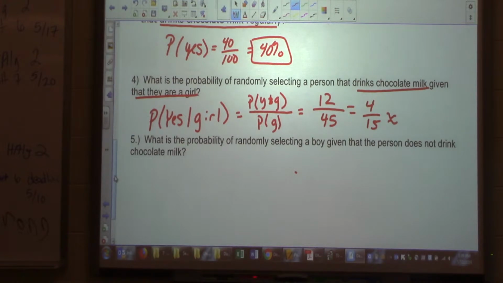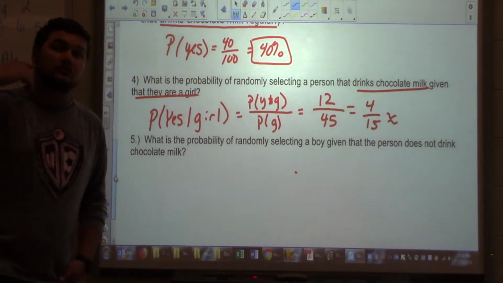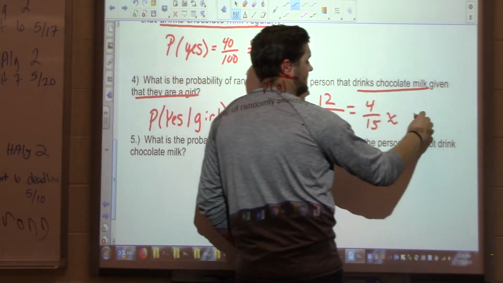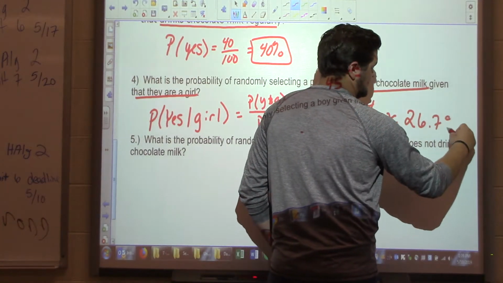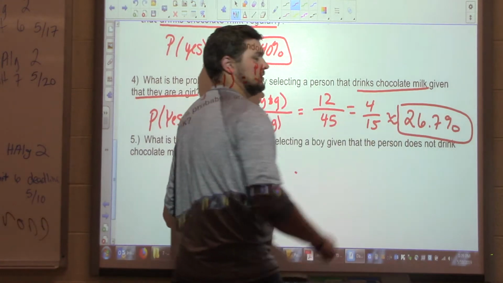Is it the probability of both things happening or the probability of the given? 26.7? Or 27%, we didn't tell you what to round to. That's okay.